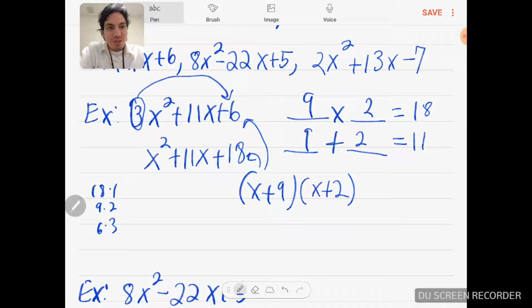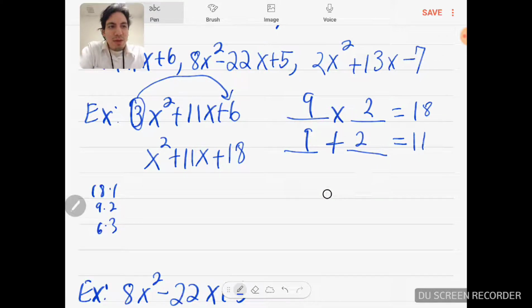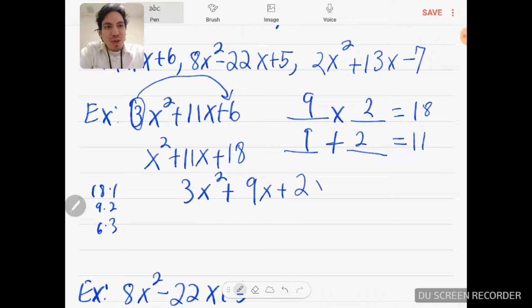So where did that 3 go? So this will not be right. What you need to do is rewrite this as 3x squared plus these two factors. So it'd be 9x plus 2x plus 6. In any order, I could have rewritten it as 2x plus 9x instead, but in this case, it's actually good to write it this way because we can factor by grouping.